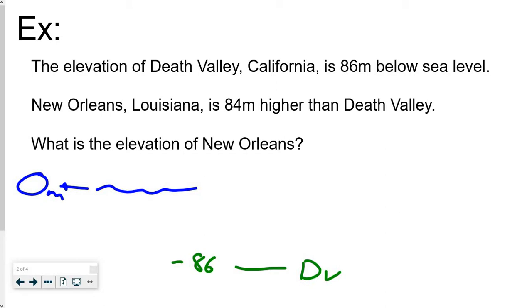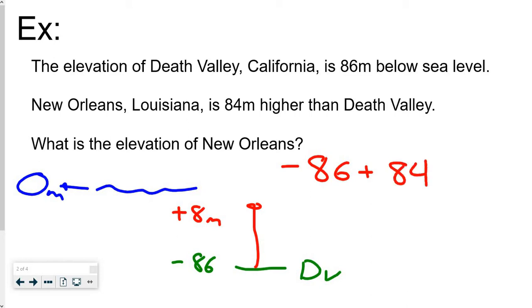and New Orleans, Louisiana is 84 meters higher, we're going up 84 meters. So the question that they're asking is negative 86 plus, because we're moving up 84 meters, plus 84 meters equals, it's still negative 2. Negative 2 meters below sea level. So what is the elevation of New Orleans? It's negative 2 meters above sea level.